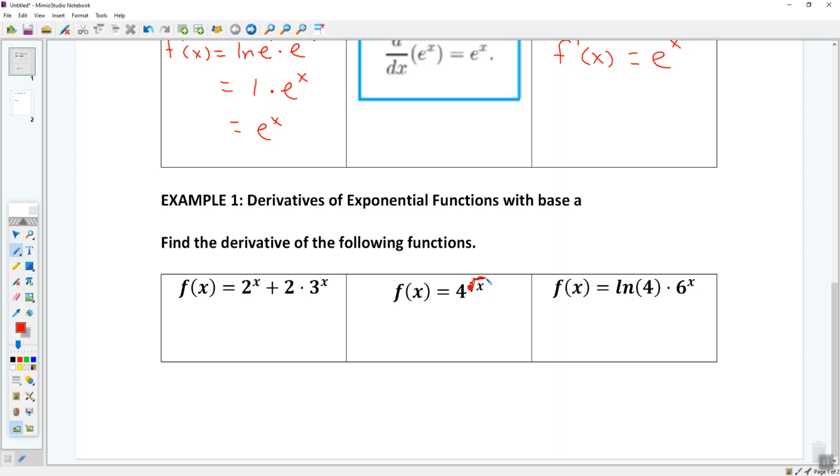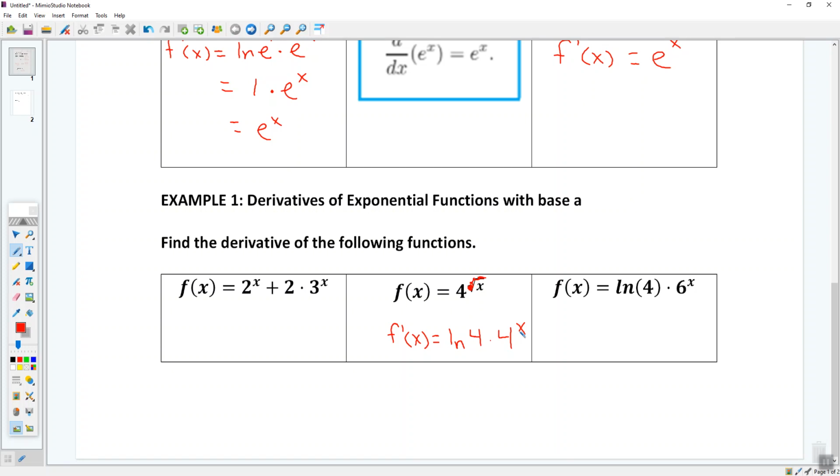What would the derivative of this be in the middle? Would be natural log of 2. Oh, I'm sorry, I'm on the second one here. I'm kind of jumping out of order. Okay. Well, would it just be natural log of 4 times 4 to the x? Yep. That's pretty simple, isn't it?